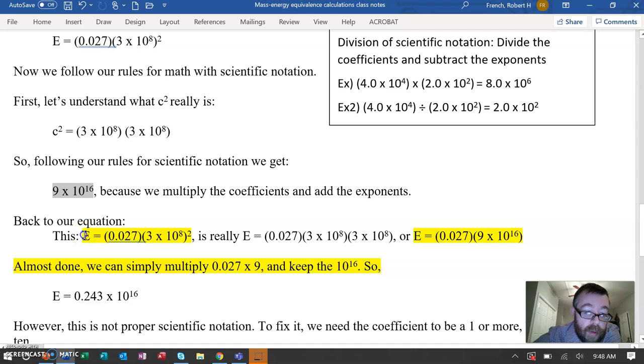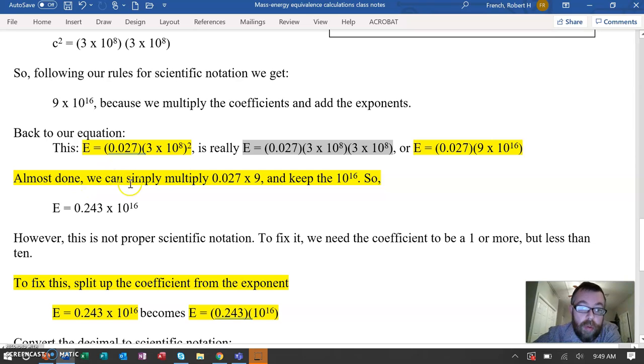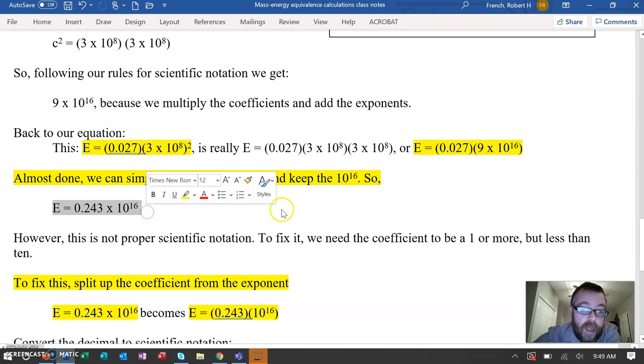So this formula is really the mass we're losing times c squared, because that's what c squared is. Right? And then, what is it really? 0.027 times 9 times 10 to the 16th. Okay. So, to finish this, it's pretty simple. All we've got to do is multiply this, because this doesn't have any exponent, any scientific notation to it. We'll just multiply it times 9. So, 0.027 times 9, and we'll keep the 10 to the 16th, giving us E equals 0.243 times 10 to the 16th.